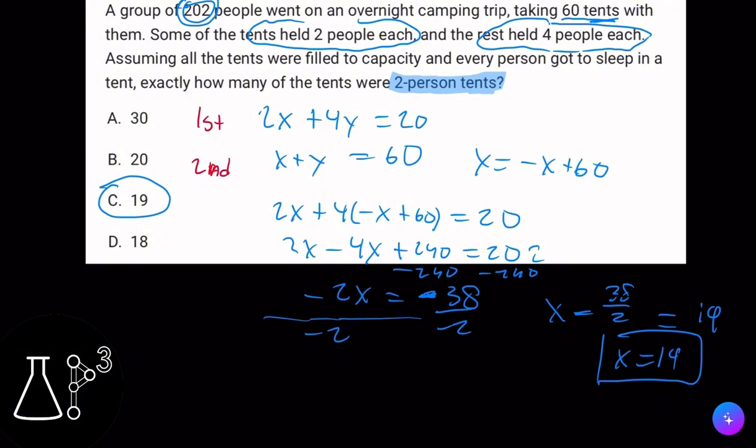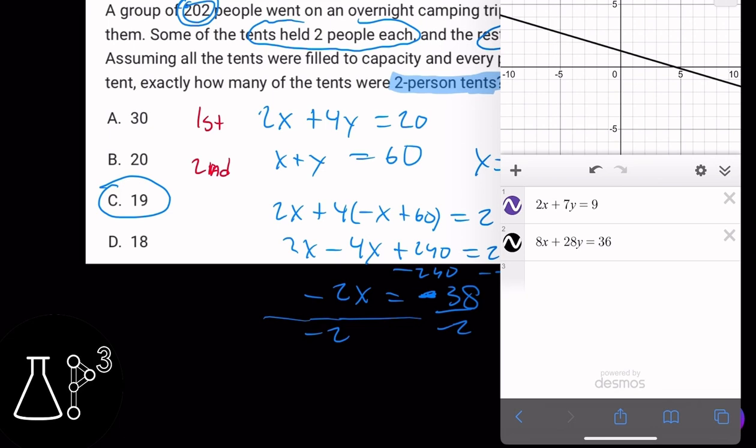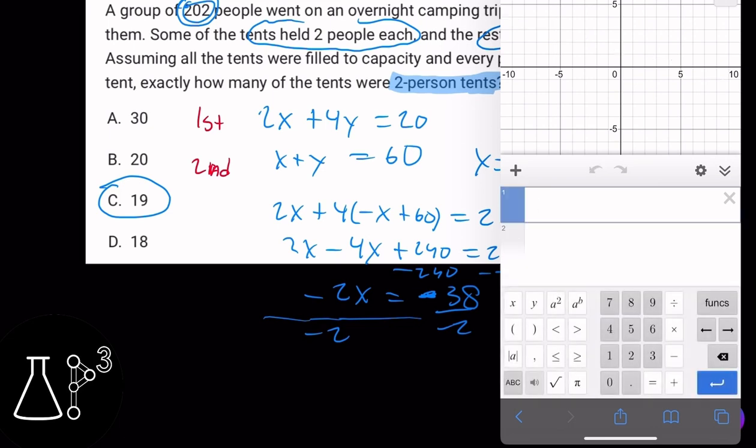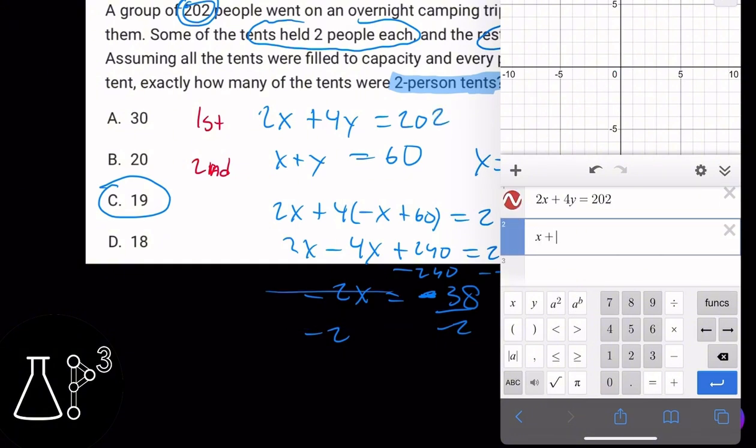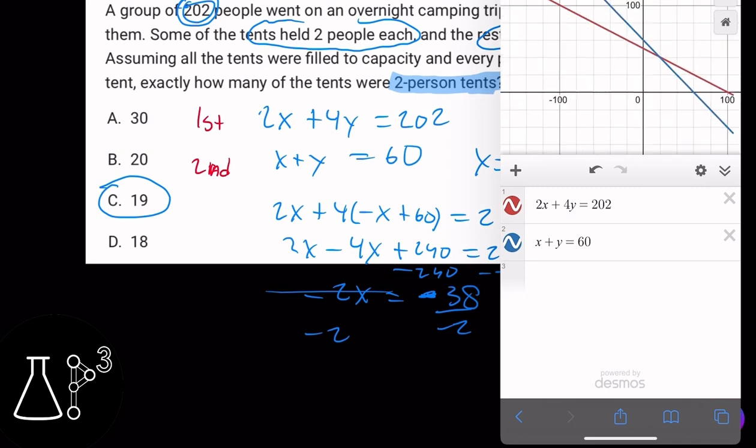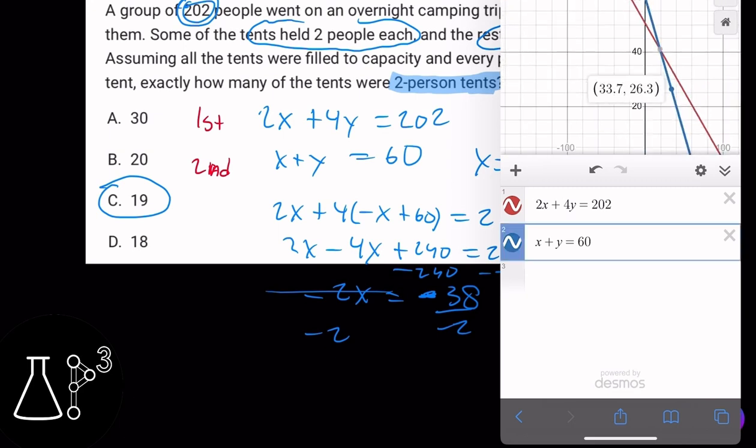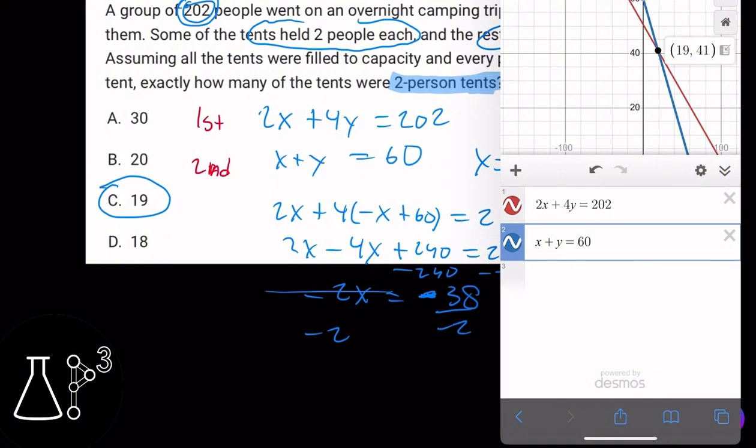But let's make sure that is correct using what? Desmos. Desmos is always your best friend for these types of questions. So we'll always refresh it. So let's plug in 2x plus 4y, which equals 202. I forgot to add that. So right here, boom, 202. And we're going to have x plus y, which equals 60. And if we zoom out and see where the point lands exactly, we should have an x value of 19, sorry, and look at that. Therefore, my answer is C.